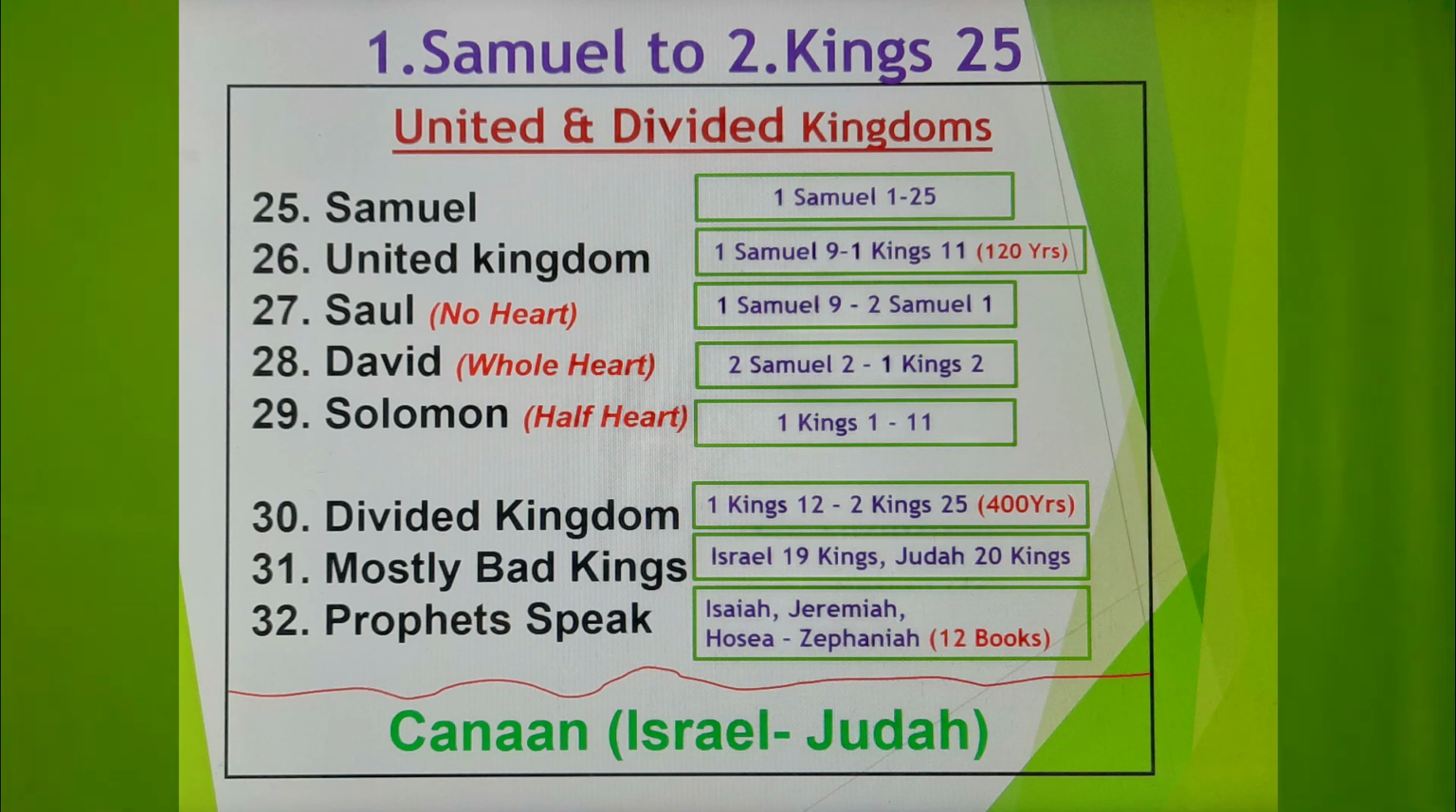Now look at that. There I wrote something. Saul no heart, David whole heart, and Solomon half heart. Why did I write like that? Saul, he just, at a lucky time, got the privilege to become the king of the nation. But his heart was not really committed to God.